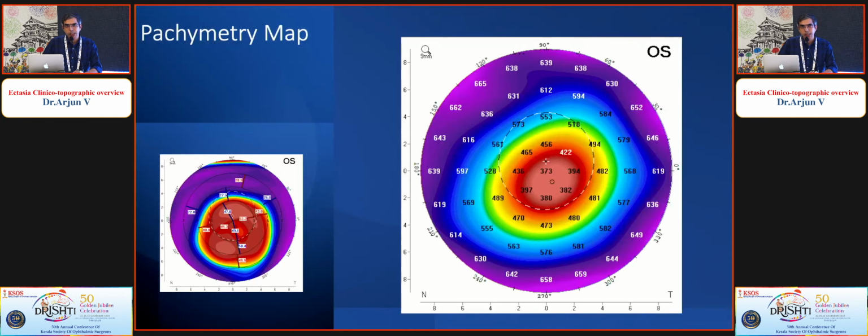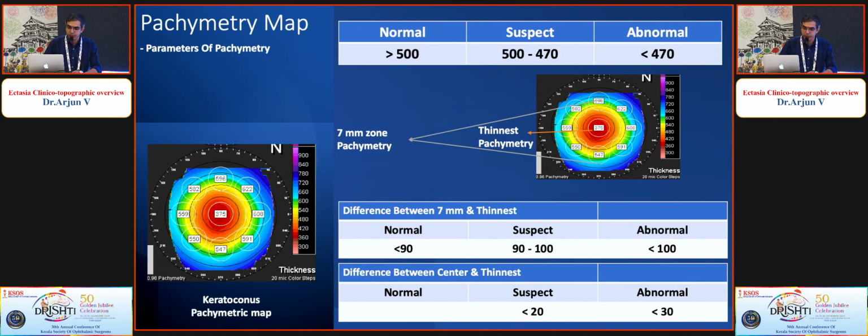So for the pachymetry map, the pachymetric map helps you identify the central area, which is the thinnest, where the cone is likely to be located. In this map also, you have to see the values: anything more than 500 is usually normal, less than 470 is abnormal. Another thing you have to see is the change within the map. That is, the 7 millimeter zone is compared to the thinnest location. There should not be a difference of 100 between these two locations. And another thing is, mostly in our cornea, the central area is the thinnest. If there is a difference between the thinnest location and the center of 30 microns, it is considered abnormal.